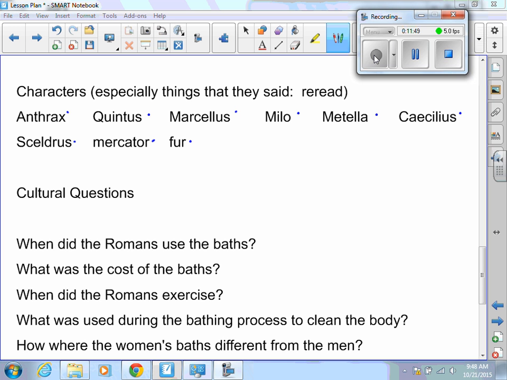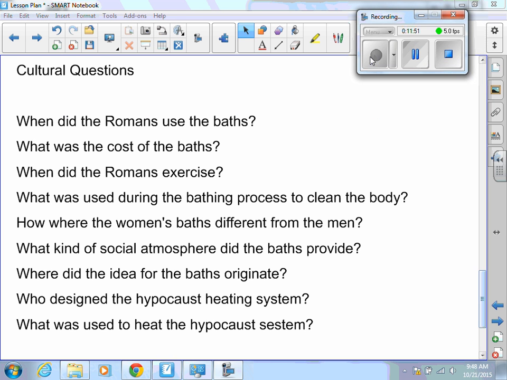Cultural questions. When did the Romans use the baths? They used them in the morning. Cost of the baths: the cost was free. When did the Romans exercise? Pretty much every day, and they did it before they would take their baths, and then they would go through the bathing process. What was used during the bathing process to clean the body? They didn't use soap. Remember, they used oils and a strigil to clean themselves.